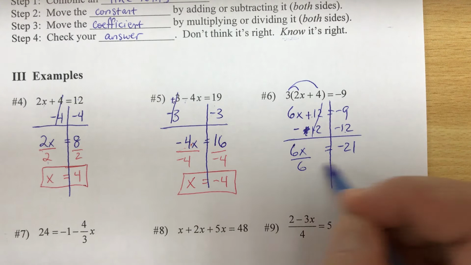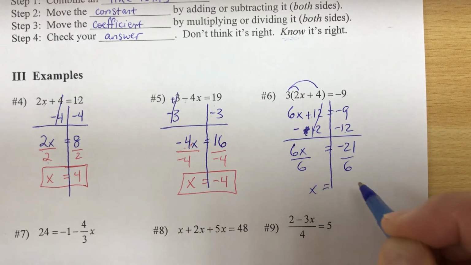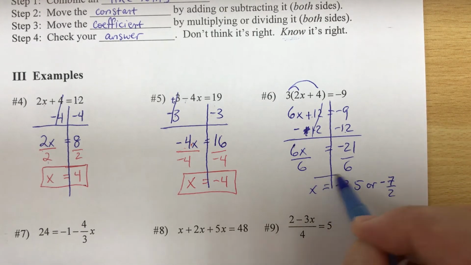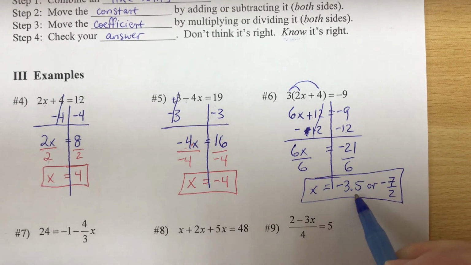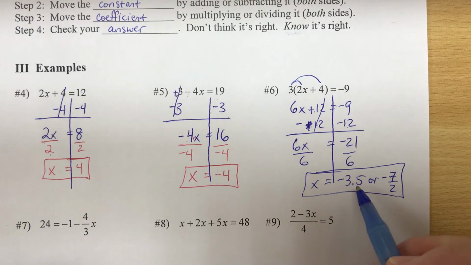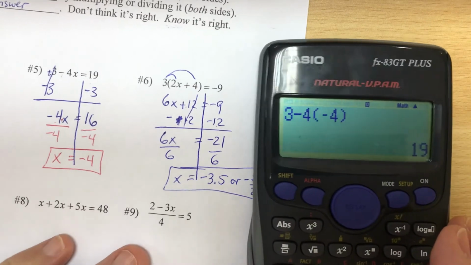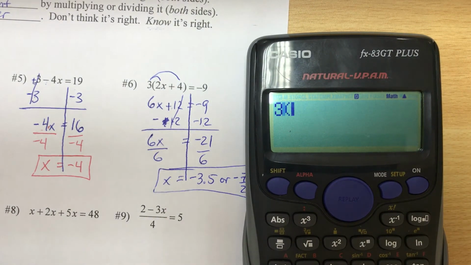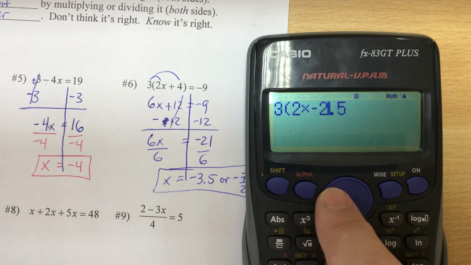We'll divide by 6. And we get a decimal, negative 3.5, or you could write that as negative 7 over 2 if you want. I like the decimal because it terminates, it stops. So that's what I'm going to go with. And, okay, my check. So I'll type 3, parentheses, 2 times our answer. I'll do a times symbol this time, negative 3.5, excuse me.